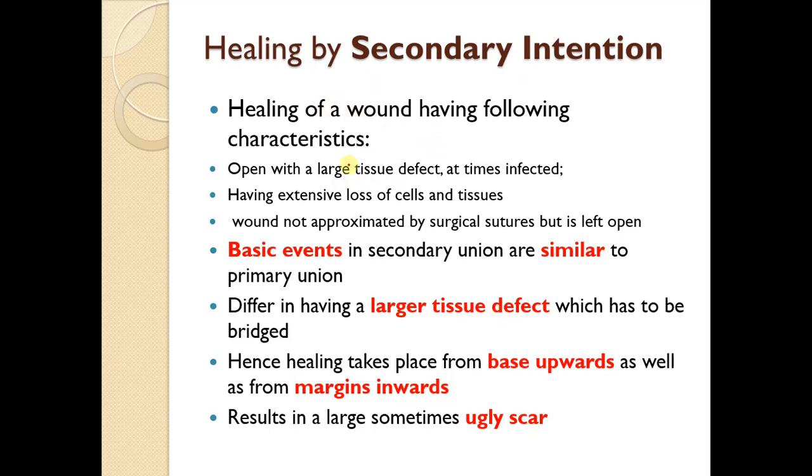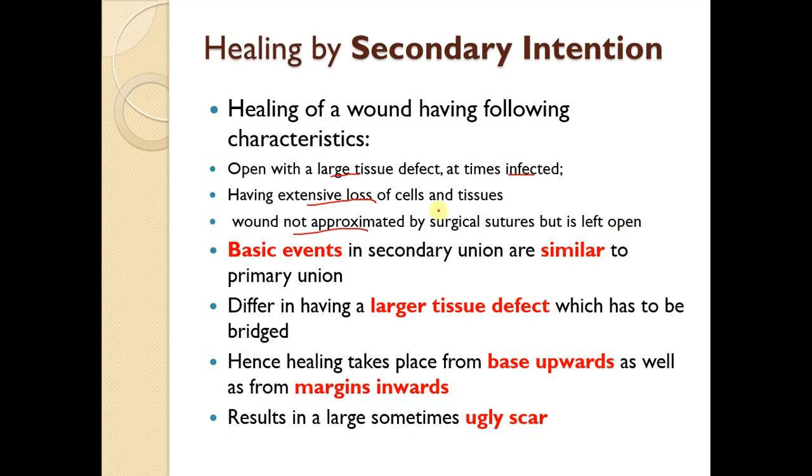These wounds will have the following characteristics. They will be open, there will be large tissue defects, and mostly these wounds would be infected. As a result of the large tissue defect, there will be extensive loss of cells and tissues. And in these wounds, the edges cannot be approximated by surgical sutures, but mostly they are left open in order to achieve drainage.